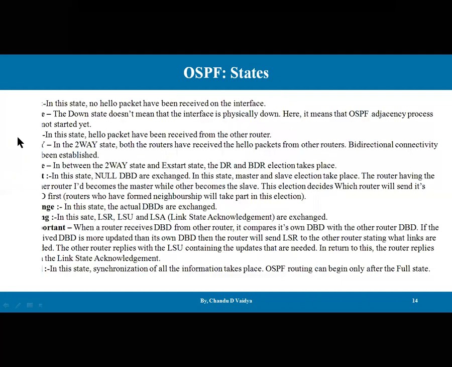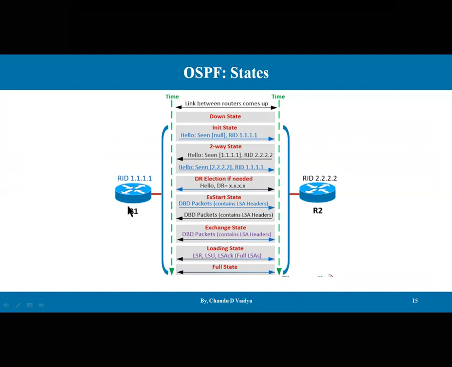Then we go to the next state, and that state is the Init state. In this state, hello packets have been received from one router, only one side. Let's say R1 is sending a hello packet to R2, okay, with router ID 1.1.1.1. Okay, this is the Init state.